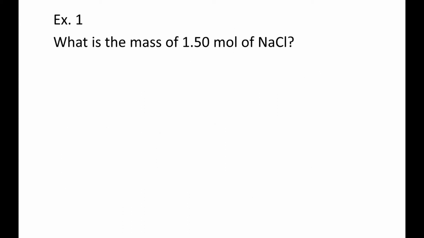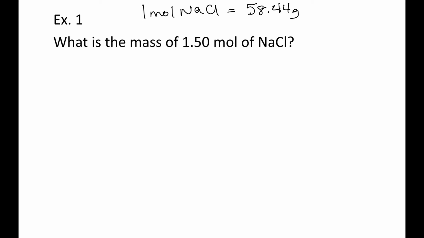Okay, so let's look at this first example. Before we can proceed with the problem, we need to figure out the molar mass of NaCl. So, 1 mole of NaCl equals sodium, which is 22.99, plus chlorine, which is 35.45. When we add that up, we get 58.44 grams. So that's the molar mass. We're going to use that conversion factor in our problem.